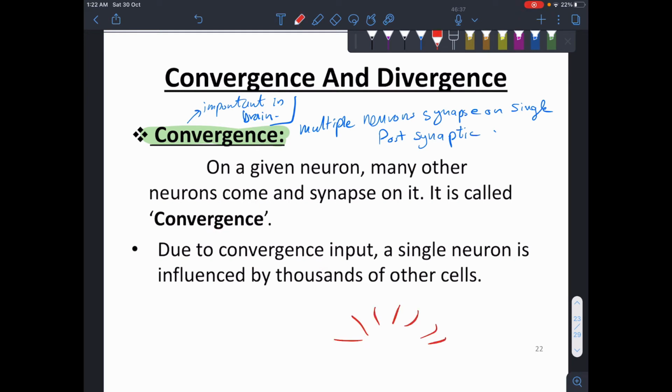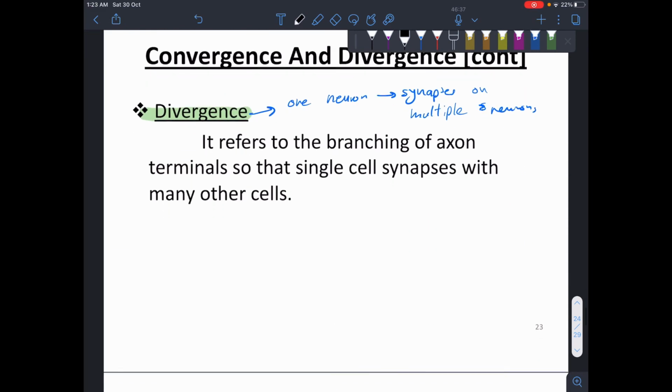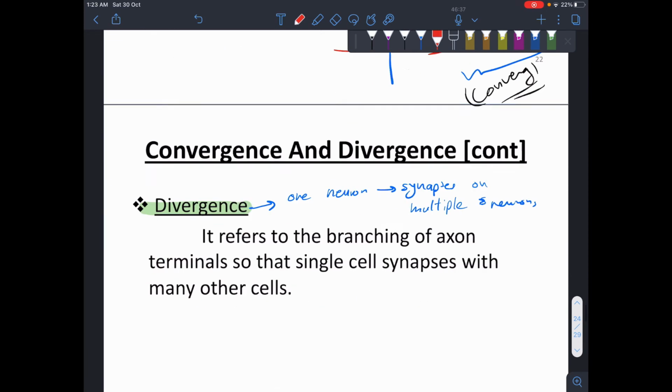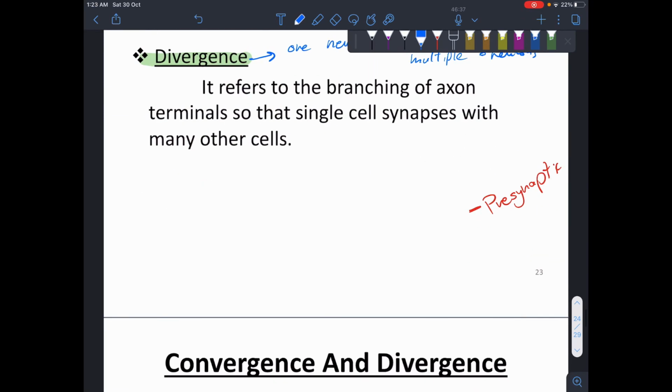عندي هذولي الأحمر هو presynapse عشان ما ننسى، والأزرق هو, just a reminder. This is convergence. So this is convergence. نجي نشوف divergence. Divergence is نرجع نقول الأحمر هنا presynaptic, العكس، والأزرق هو postsynaptic.